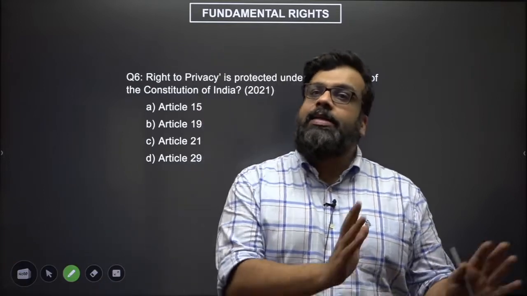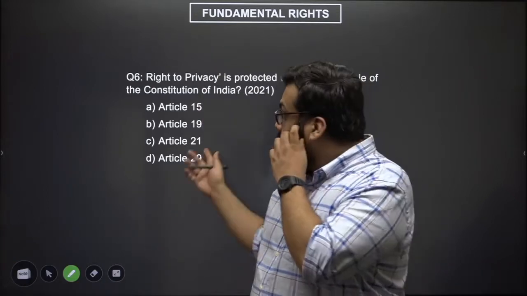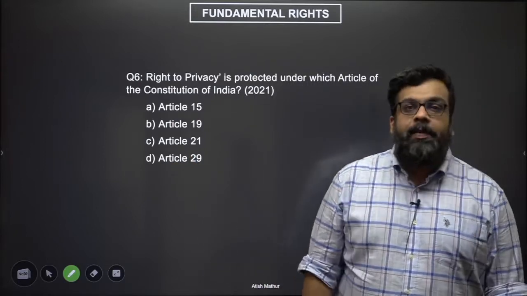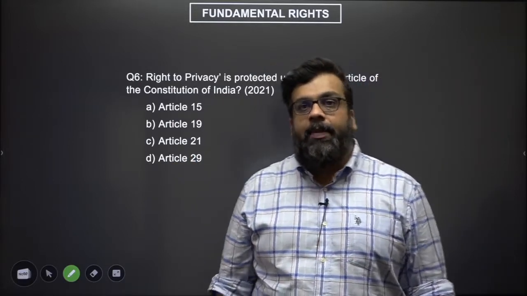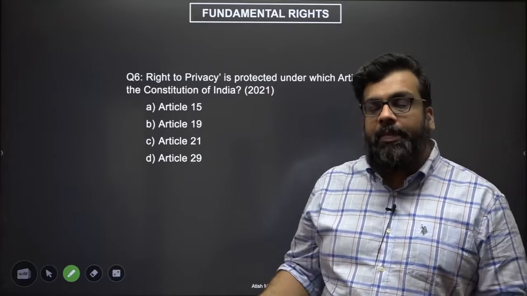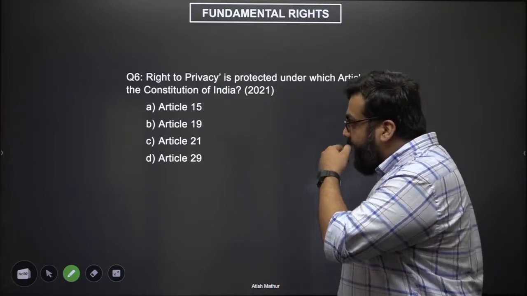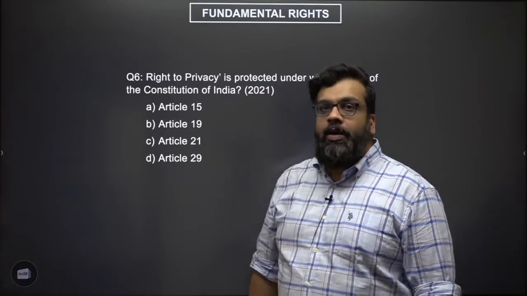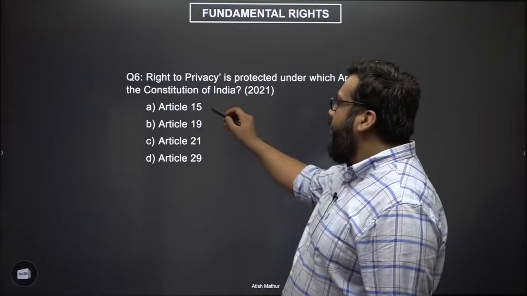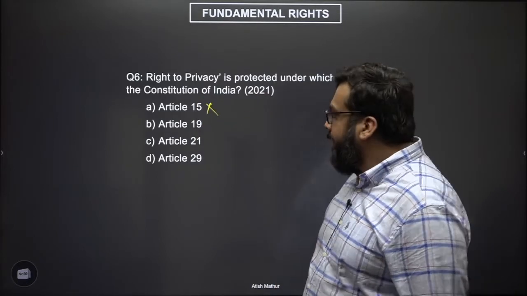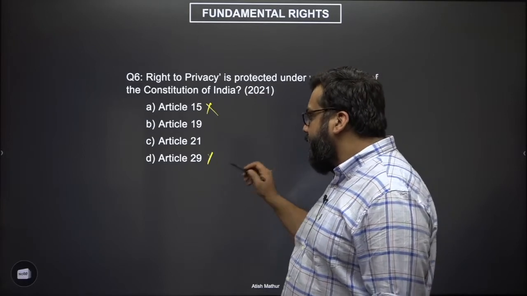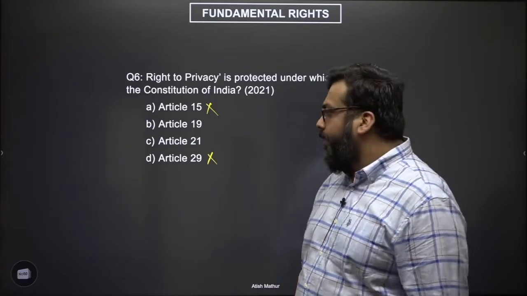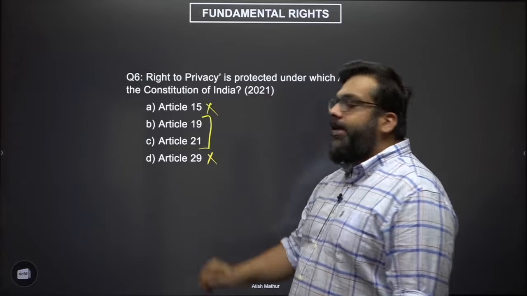Unless that is the case, and one of the options says Article 21, please assume it's Article 21 because it's the largest all-encompassing umbrella right. So Article 15 is related to non-discrimination and education reservation, does have nothing to do with privacy. Article 29 is cultural and educational rights for minorities. We are stuck with 19 and 21.